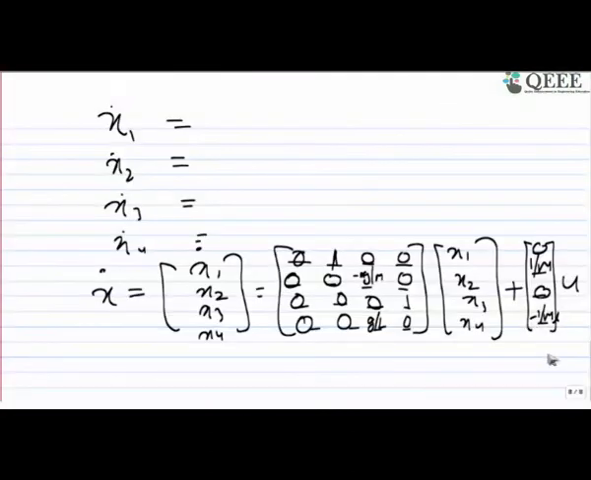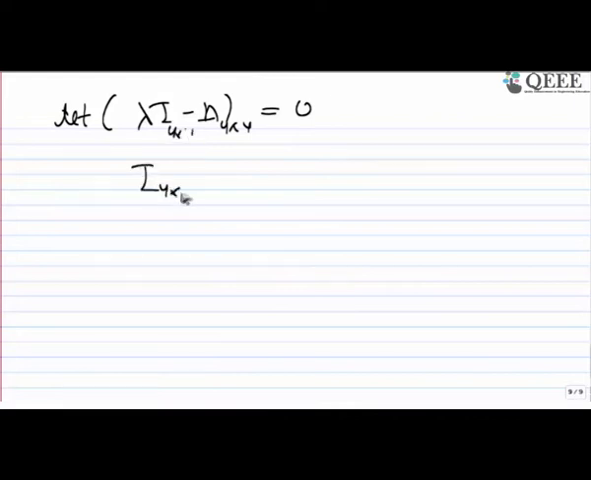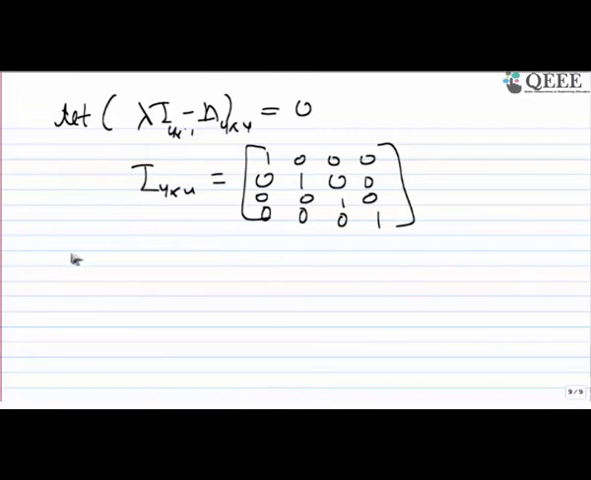Let's see. While taking these A, B, C, D matrices, what I need to write is that the determinant of lambda I minus A should be equal to 0. I is an identity matrix. In the last page we saw that the order of A was 4 by 4. So the identity matrix would be 4 by 4, represented by ones on the diagonal elements.